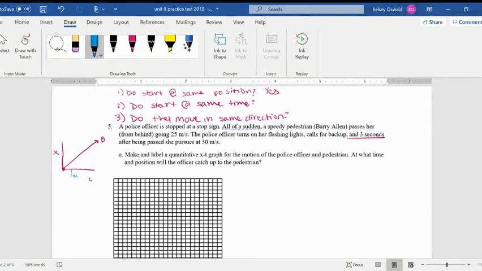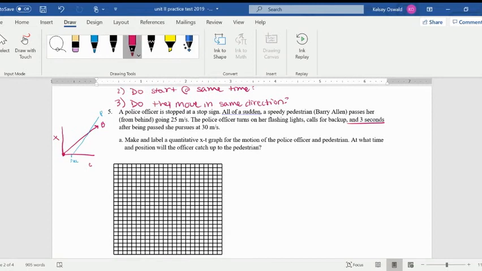And since they're moving in the same direction, because she is chasing him, they're both going to have a positive slope. So this kind of gives us a general graph of what our motion should look like. Now that we have our general idea, we can start writing equations for Barry Allen and the police officer.